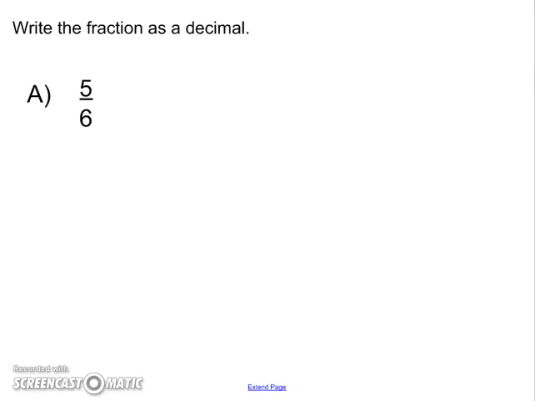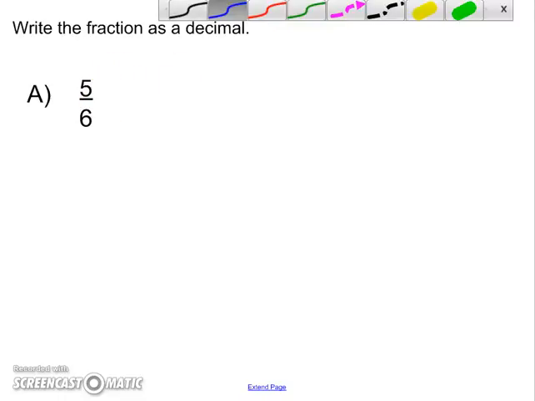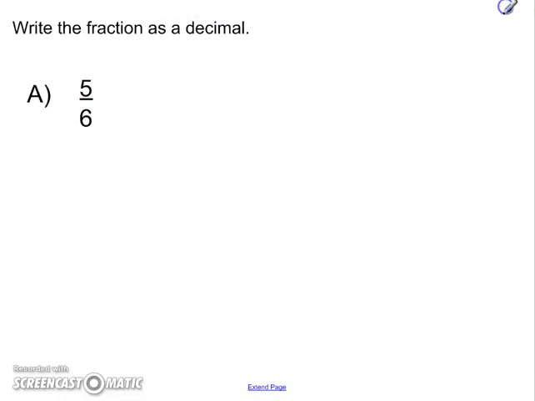All right, write the fraction as a decimal. In this particular case, we are going to review our long division skills. Numerator divided by denominator, so 5 divided by 6. Does 6 go into 5? Nope. So add a decimal, because that's where the decimal would be at the end of 5, the whole number. So it's going to go up, add a 0.